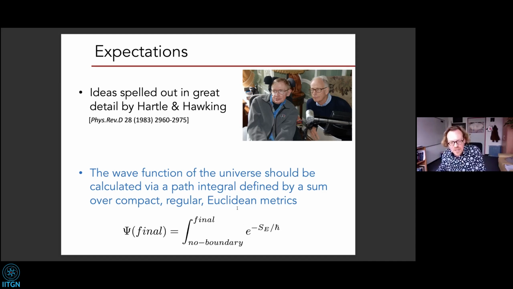Now, these metrics, I should say, should have, of course, one boundary, which you can think of as the current spatial slice of the universe. So there must be one boundary, so some final conditions, which could be just, for instance, the current Hubble rate or the current matter content of the universe, or it could be just the current size of the universe, something like that. But then in summing over metrics, one should sum over all metrics which have this as their only boundary and no other boundary.